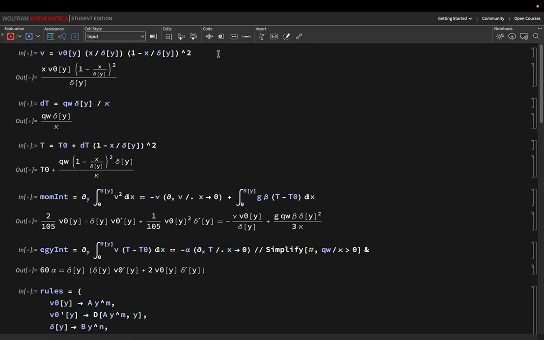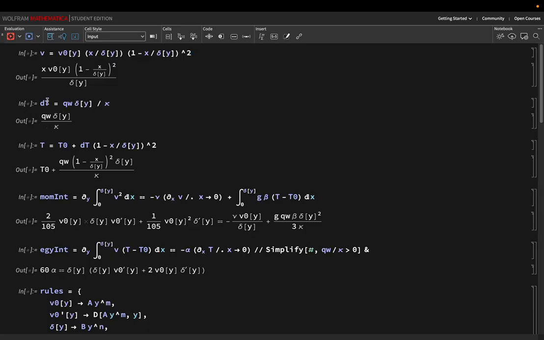So we define the velocity as follows, just as before. The only difference here is we define dt now. This delta T is basically qw times delta by kappa, where kappa is the thermal conductivity. So this is how we are defining and scaling delta T.